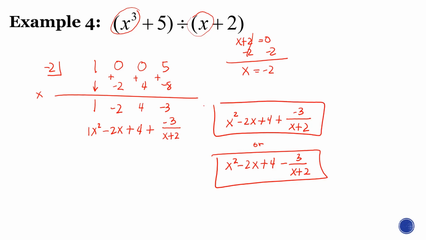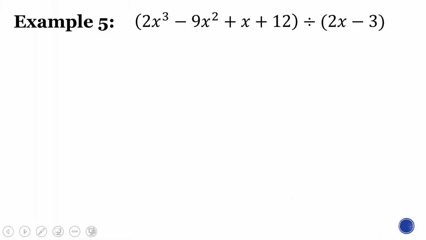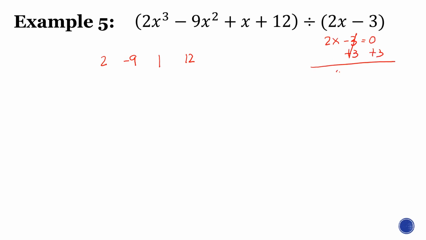Okay, let's go to the last example. Here we have 2x cubed minus 9x squared plus x plus 12 divided by 2x minus 3. So we have 2 here, negative 9, positive 1, and then 12. And then we will equate this to 0 and then solve for x. So plus 3, so 2x equals positive 3, then divided by 2, so x equals 3 over 2.